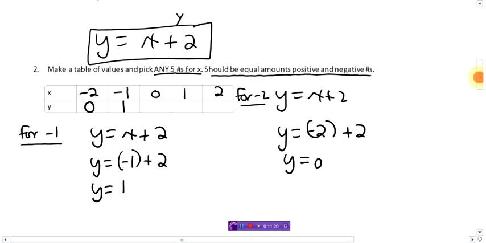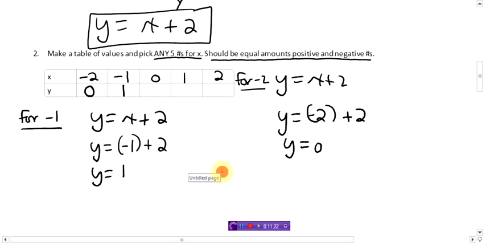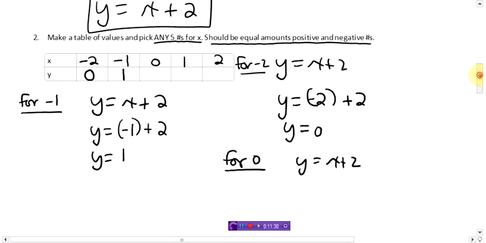Let's just do a third one just to be sure. So for 0, y equals x plus 2. We sub in a 0 for x. y equals 0 plus 2, and 0 plus 2 is 2. So when x is 0, y is 2.